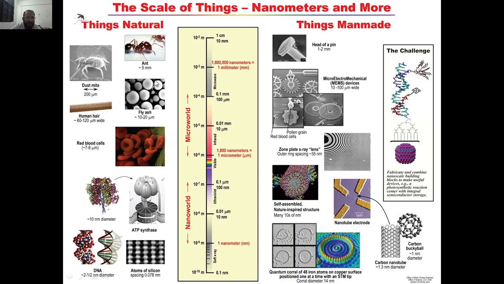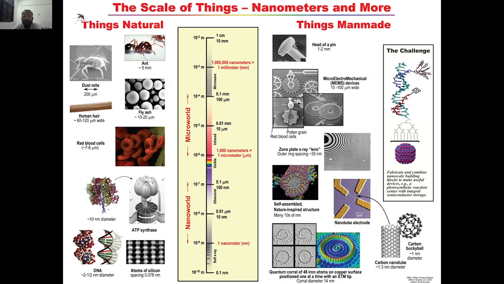Here we have a lot of examples among natural things. We have the human hair, which is 60 to 120 micrometer wide, whereas the fly ash is around 10 to 20 micrometer. All these things you can compare with the micro electromechanical systems, which are prepared by engineers. And we have the RBCs. We know that in our blood there are three things: RBC, WBC, and platelets. Every particle or molecule inside our body has wonderful functions.